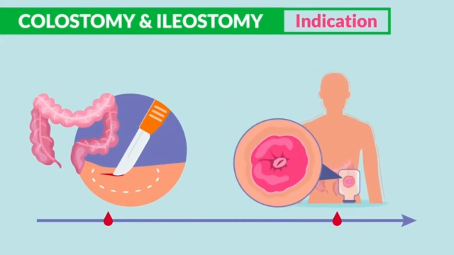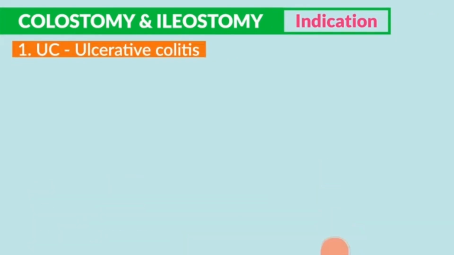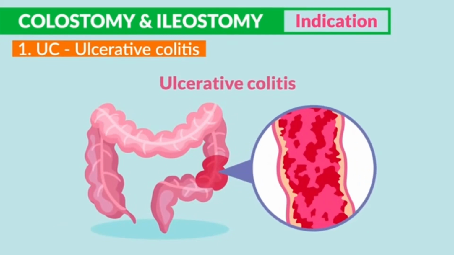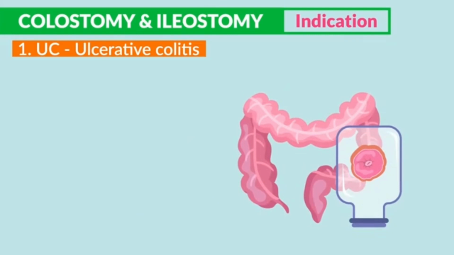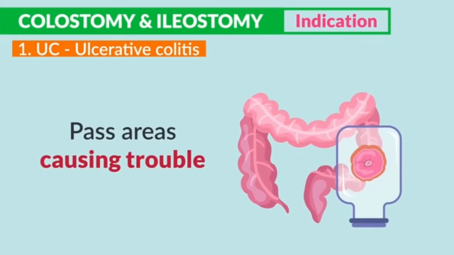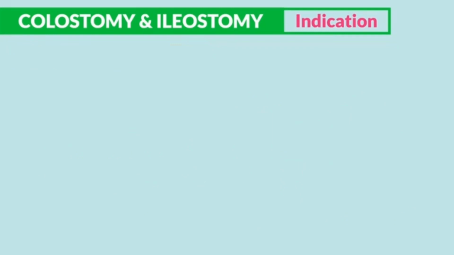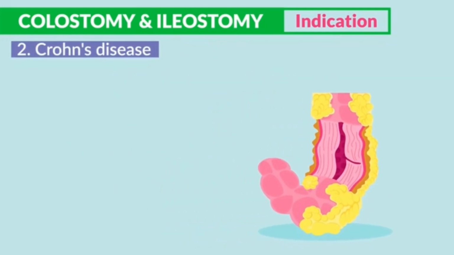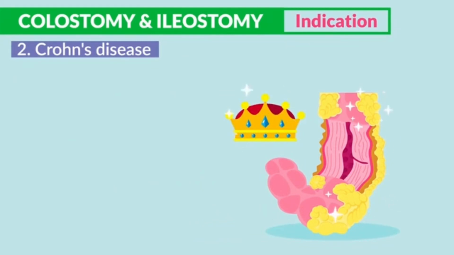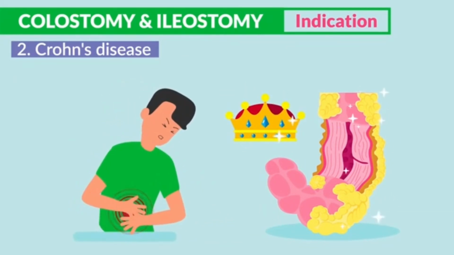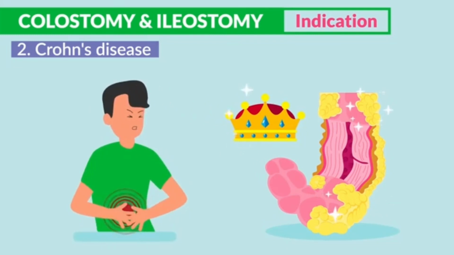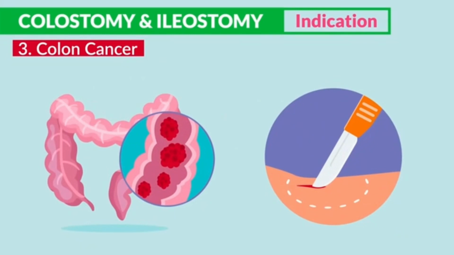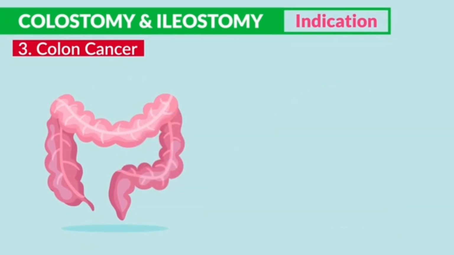Indicated typically after GI surgery and even for inflammatory diseases like UC, ulcerative colitis, where we have bleeding ulcers inside the intestine. So an ileostomy or colostomy is created to help bypass the areas causing the trouble. And even for Crohn's disease, which we call Crown's disease, with a bunch of lumps and bumps like jewels of a crown all over the GI tract, causing massive inflammation and pain. And lastly, even for colon cancer, where surgery is done to remove the cancer part inside the colon.